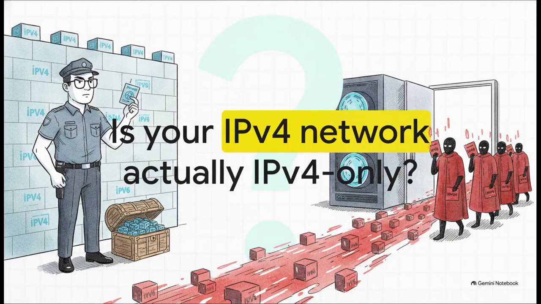I want to kick things off by challenging you with a pretty straightforward question. Is your IPv4 network actually IPv4 only? I mean, think about it like this. Imagine you hire a highly trained, very expensive security guard for your building, but you give them incredibly specific instructions. They are only allowed to check blue passports. If someone waltzes in with a red passport, the guard just completely ignores them and lets them walk right on by. Well, that is exactly what's happening in so many enterprise networks today. The firewall is fiercely guarding the IPv4 traffic, but it's completely blind to everything else.